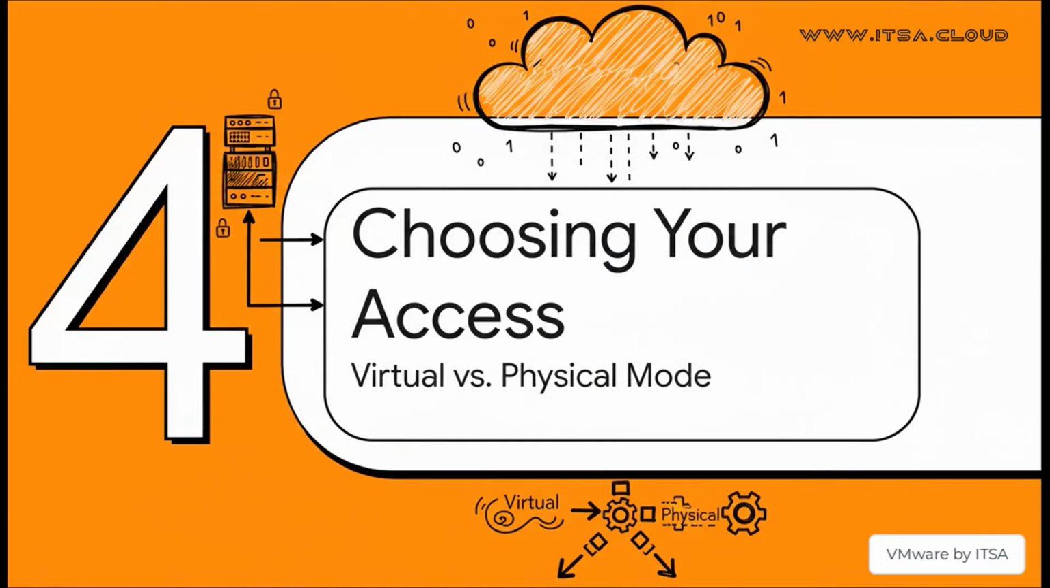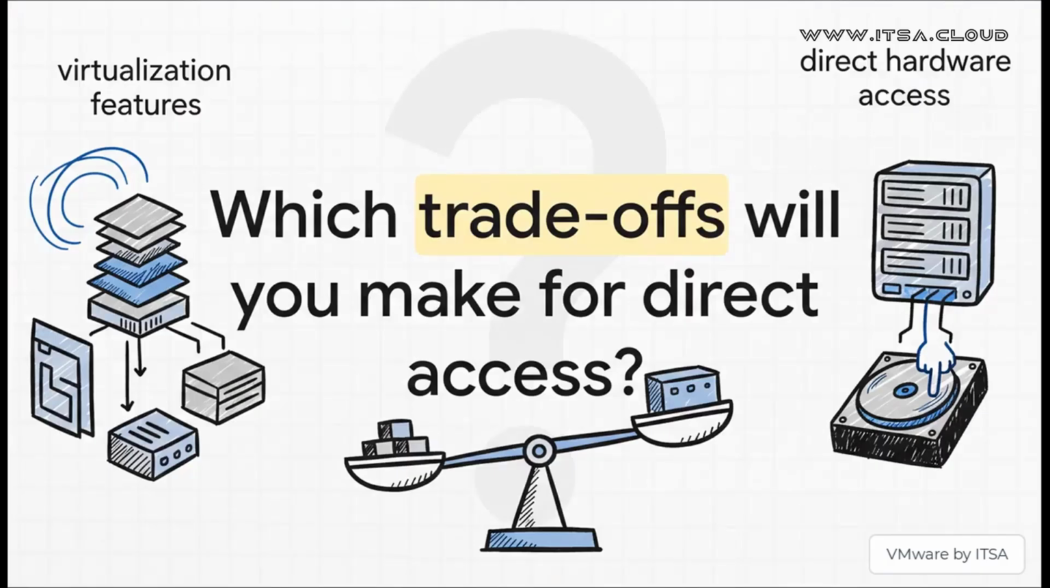This direct pass isn't a one-size-fits-all kind of deal. When you go to set one up, you've got a really important choice to make between two different ways it can operate. And this choice? It's a classic trade-off, really. It boils down to asking yourself, how much of that virtualization goodness are you willing to give up for that raw, direct hardware access? This whole decision is wrapped up in RDM's two modes, virtual and physical.